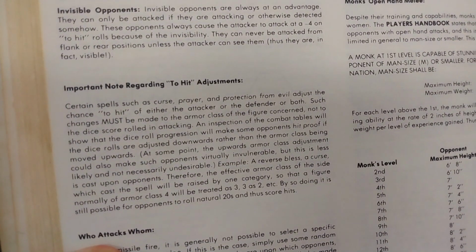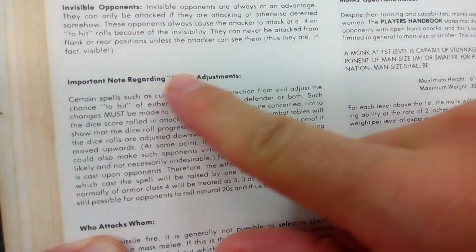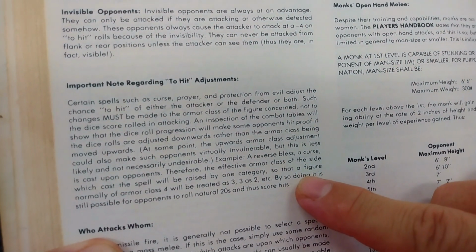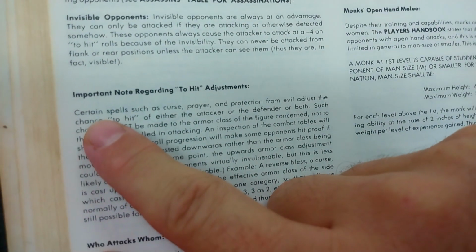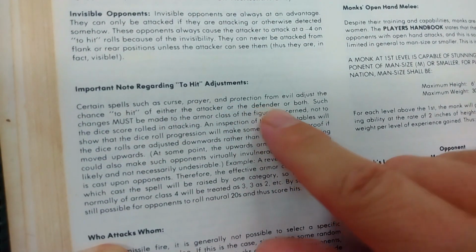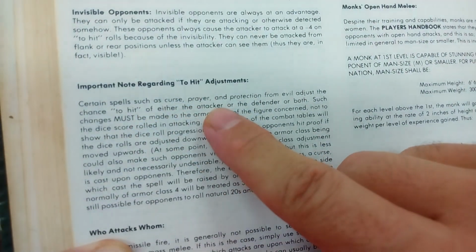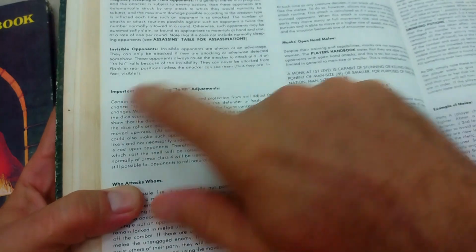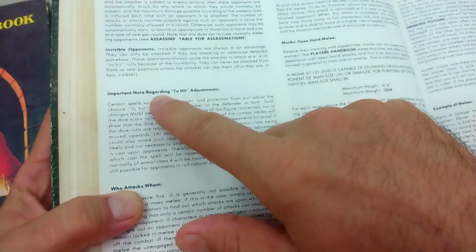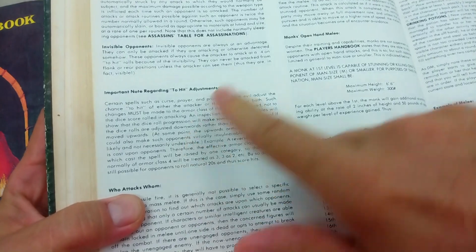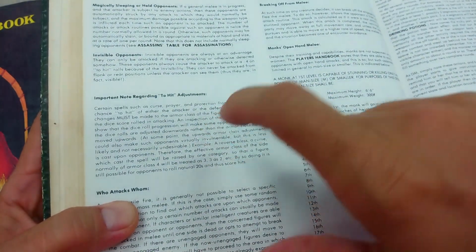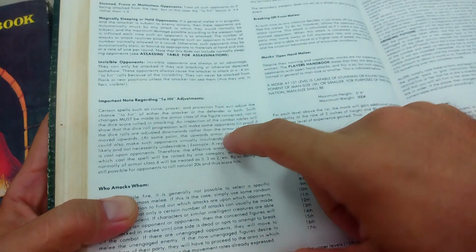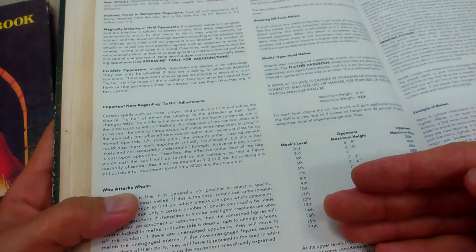One last thing I should point out to further complicate matters, going back to the paragraph that kicked off our discussion, this important note regarding to-hit adjustments begins by saying certain spells, such as curse, prayer, protection from evil, adjust the to-hit of either the attacker or the defender or both. So does this whole paragraph only refer to spell use hit adjustments, or can this be applied all over the place? I'm not here to tell you the right way to apply it. What I am here to tell you is that you should have a discussion with the table to decide how these are applied. Are they all applied to AC? Are they all applied to the die roll?